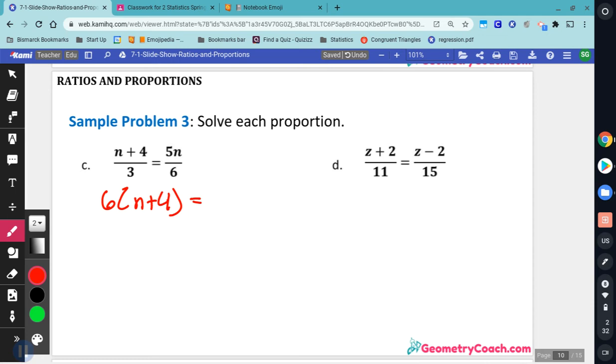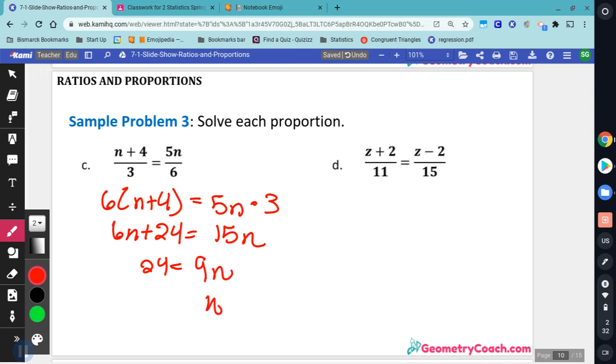You take the means and multiply them together, and take the extremes and multiply them together. 6n plus 24 equals 15n. So I'm going to subtract 6n from both sides and get 9n. So n equals 2.6 repeating, or 2 2/3.